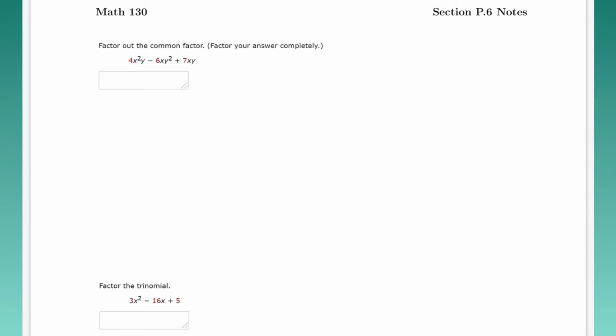So the first example says factor out the common factor. You want to look through all the terms and see what is a common factor. Between 4, 6, and 7, there is no common factor. So now we move on to the x's: x squared, x, x. x would be our common factor. I'm calling it the GCF. It's going to be x so far. And then y squared and y all share a y, so xy would be our GCF.